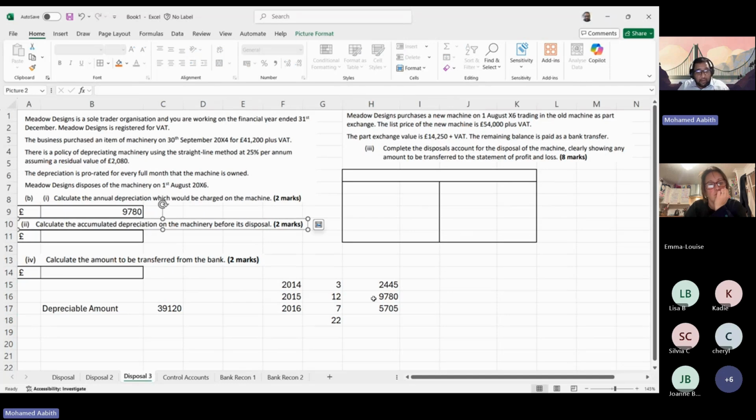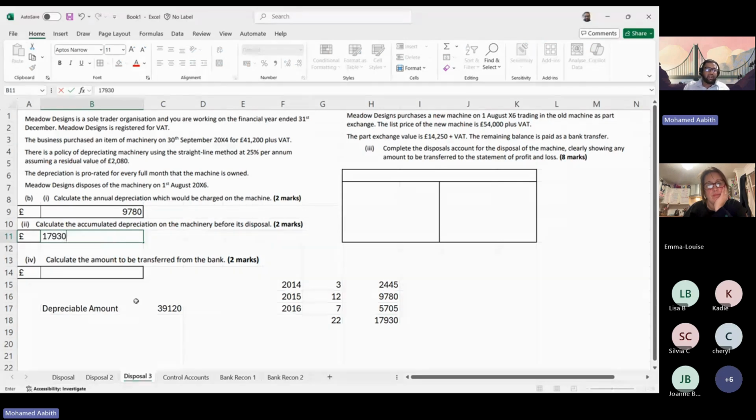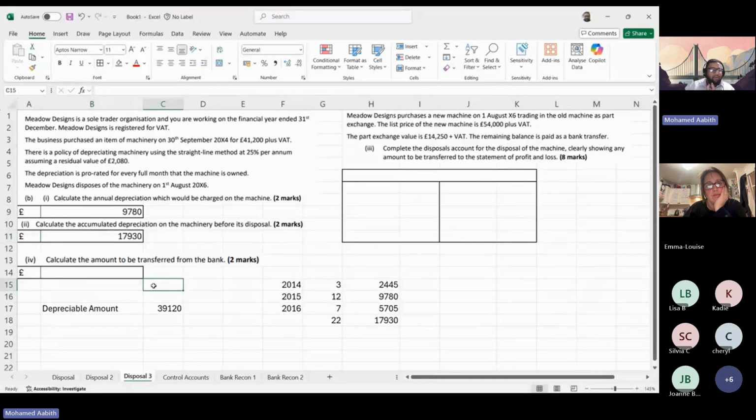I will still be able to find that number in a different way. I can do this number again. This number divided by 12 times 22. That will also give me the same number. So if I say this number is equal to that plus that plus that, I will get the same number as well. See, that just makes sense, because both ways, whatever I do, the total accumulated depreciation is going to be 17,930 pounds. So now what we know, this is the depreciation it should have been charged.